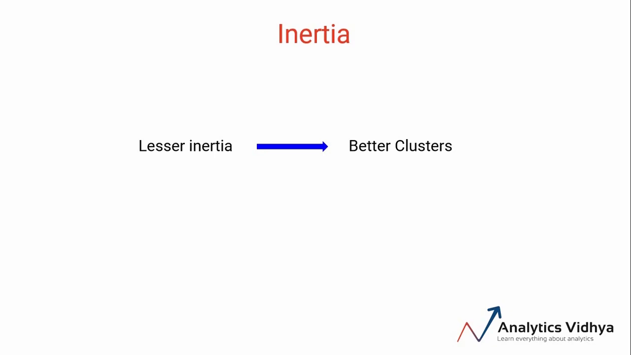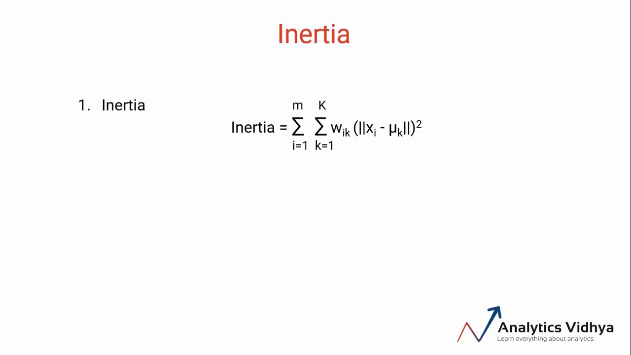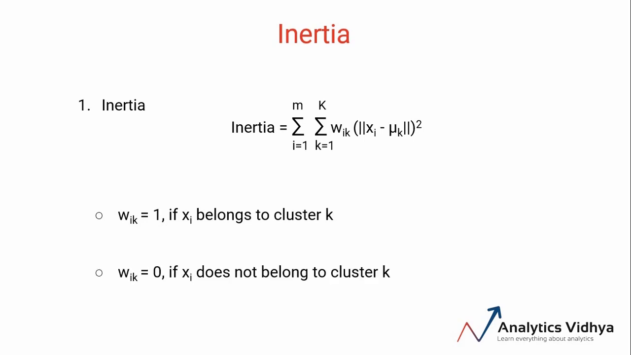Let's put a formula around calculating inertia. And here you go. We take the sum of distances of the points from the centroid of their respective clusters. Here, w_ik is a variable which will be equal to 1 if the point x_i belongs to cluster k. Otherwise, if the point does not belong to cluster k, w_ik will of course be 0. x_i is the ith point and mu_k is the centroid of the cluster to which the point x_i belongs. We iterate over all the points in the clusters and then calculate the sum. We want to minimize this inertia value in order to have better and meaningful clusters.